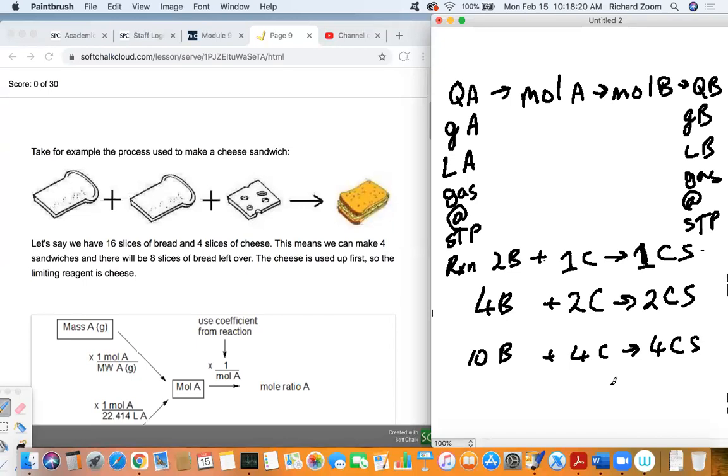See, we need 2 breads for 1 cheese. So we'd need 8 breads for 4 cheese. We have 10, which means we have an excess of bread. The limiting reagent is cheese. Does anybody have any questions?